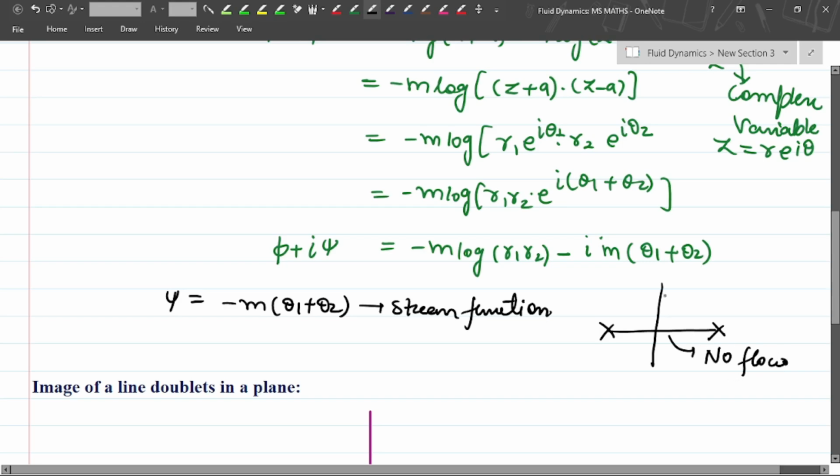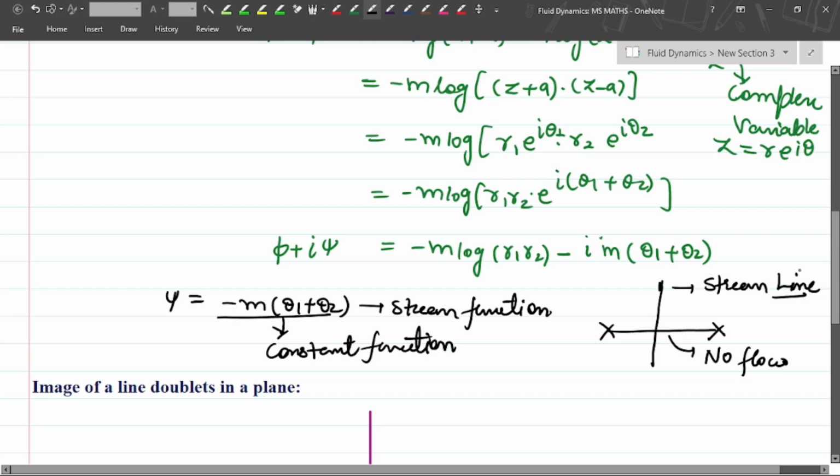So there is no flow, and this imaginary line is called the streamline, because there is a stream function which is constant. If the stream function is constant, then it is a streamline. That's the concept.